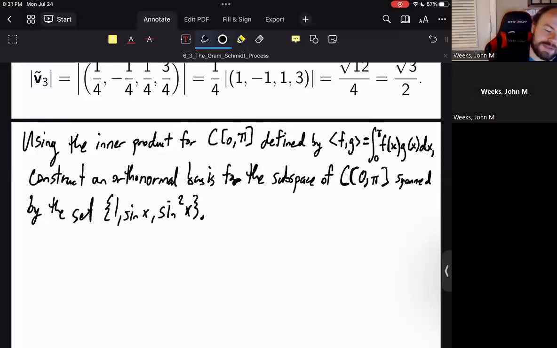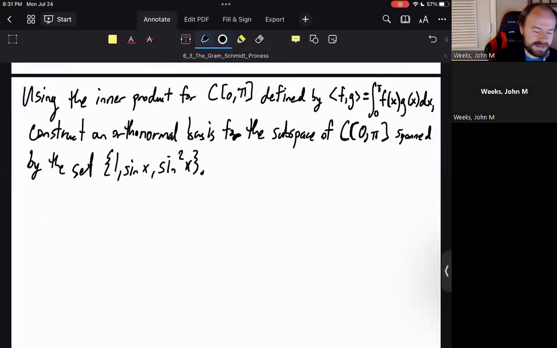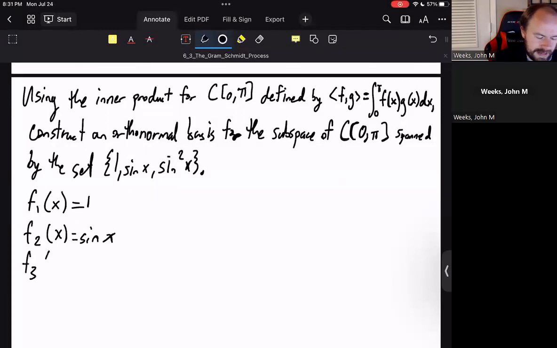So we're going to be taking a few steps here. Remember that in order to take this set 1, sine x, sine squared of x, we're going to start by taking these functions, and then start making them orthogonal, and then we're going to make them orthonormal. So let's go ahead and call them like this. Let's say f1 of x is 1, f2 of x is sine x, and f3 of x is sine squared x.